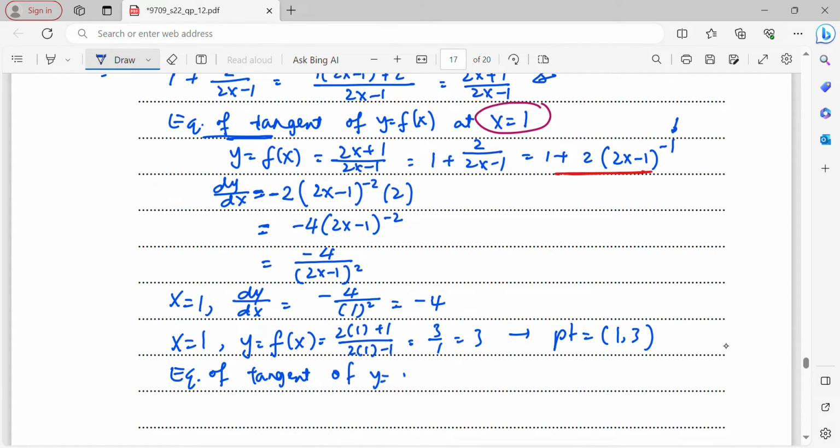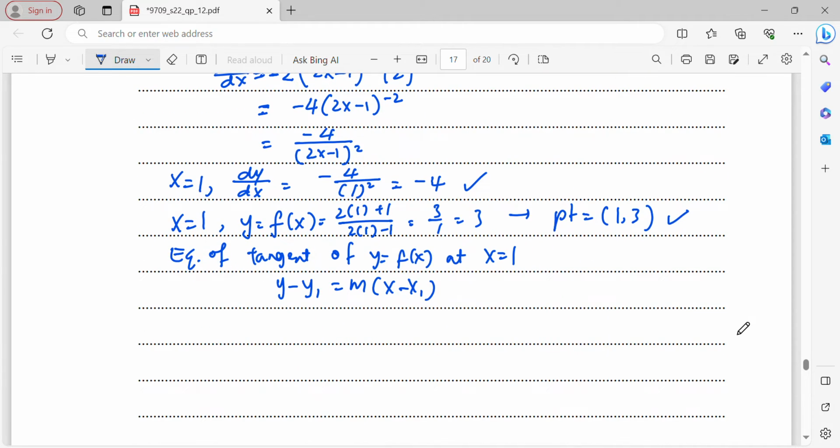So equation of tangent of y equals to fx at x equals to 1. Okay, it will be y minus y1 equals to m bracket x minus x1. So the m is minus 4 and use the point 1, 3. So now I will be getting y minus 3 equals to negative 4 of x minus 1. Then I will get negative 4x here, plus 4. Then move the minus 3 to there, becomes plus 7. Okay, now we have found the equation of the tangent.